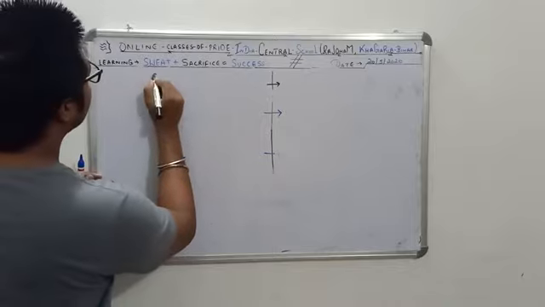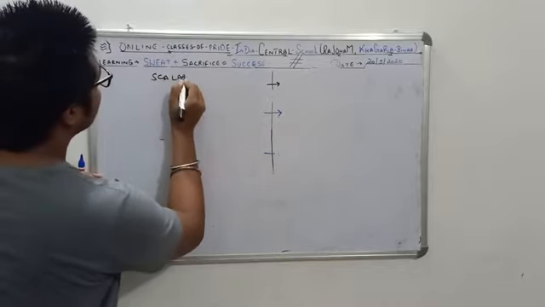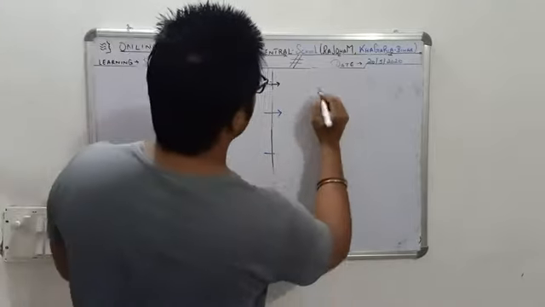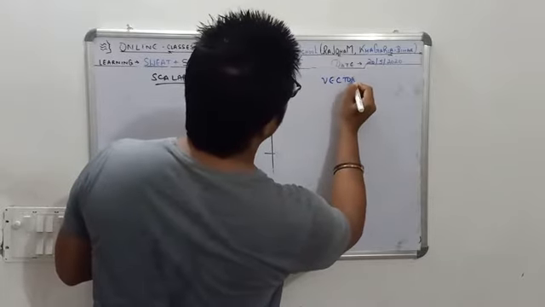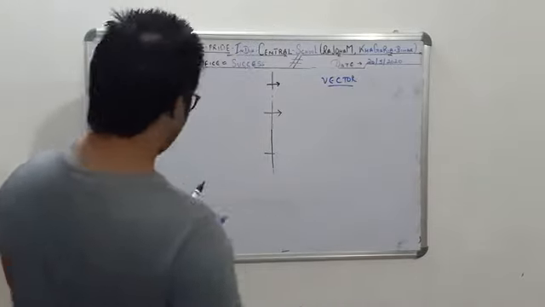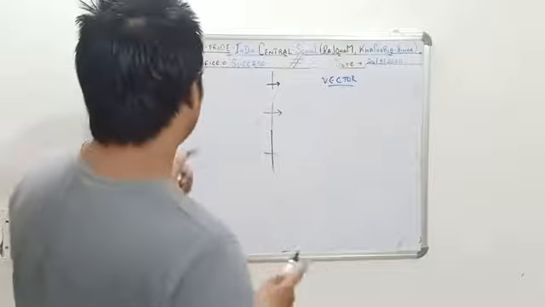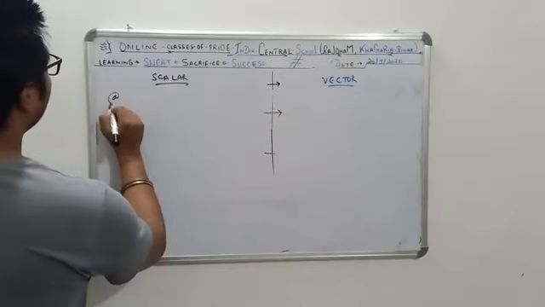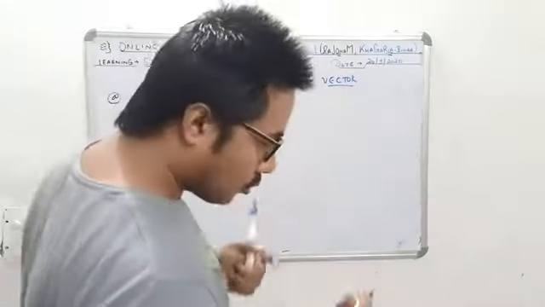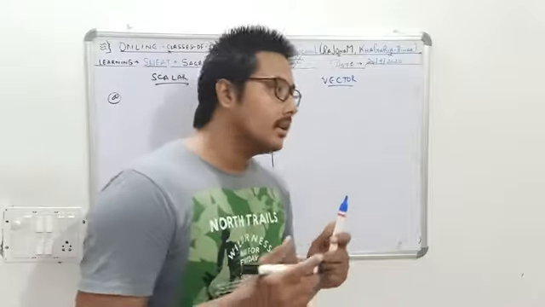Now we'll learn about quantities. Scalar and vector. So there are basically two main important things in this. A scalar quantity. What do you understand by a scalar quantity?